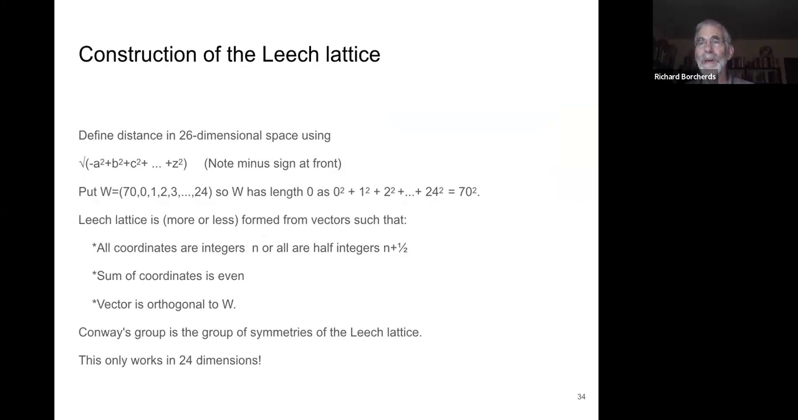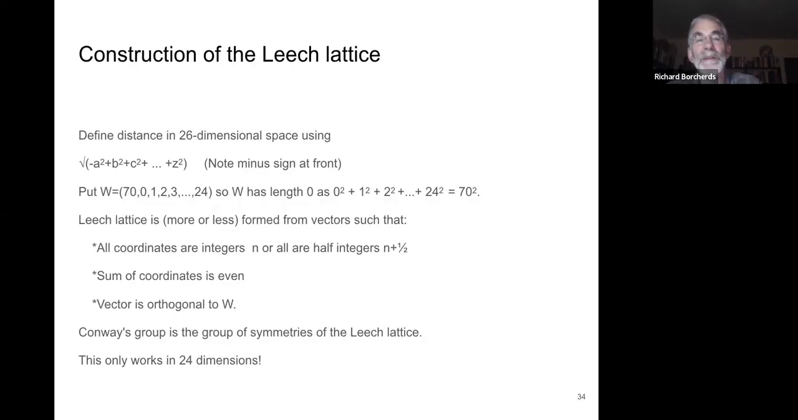So what we do is we work in 26-dimensional space. And we're going to work in 26-dimensional Lorentzian space, which is what people use in special relativity. And this is where we define the distance in a funny way. So if you look in the second row, we normally define the distance as the square root of a squared plus b squared plus c squared and so on. But if you look carefully, I've put a minus sign in front of the a squared. So, as I said, in special relativity, this is exactly how you define distances.